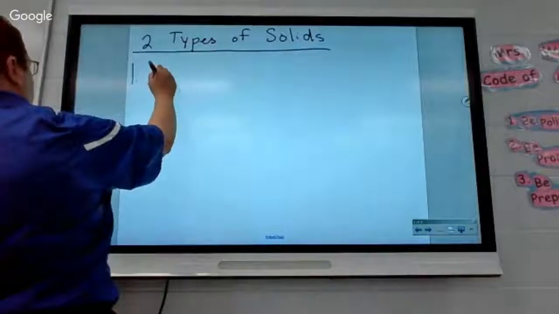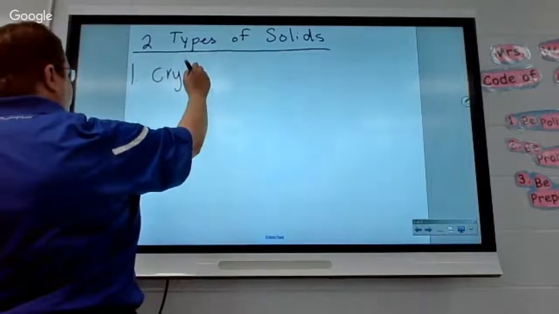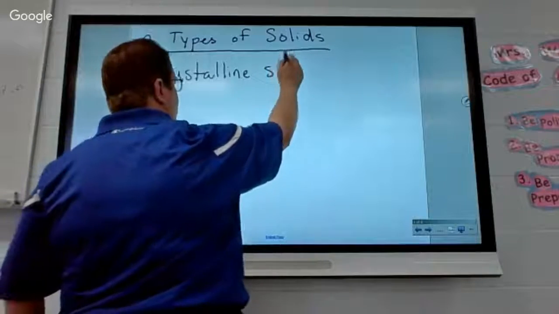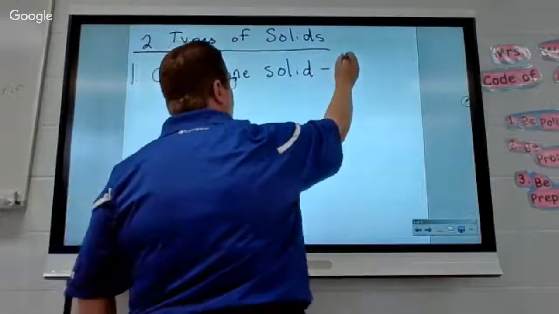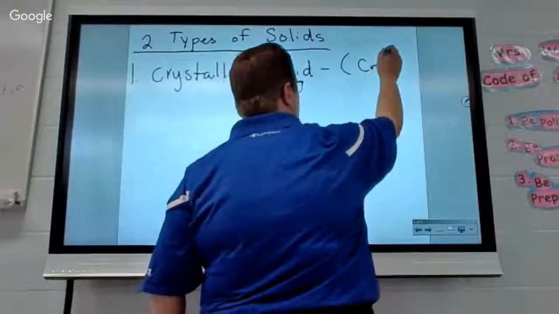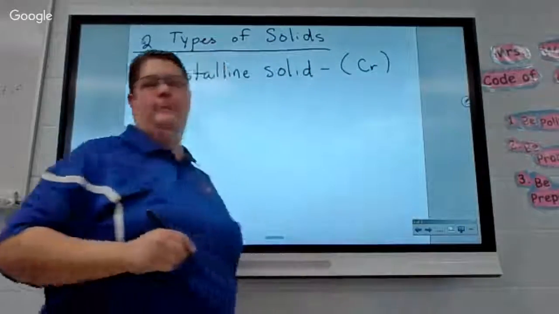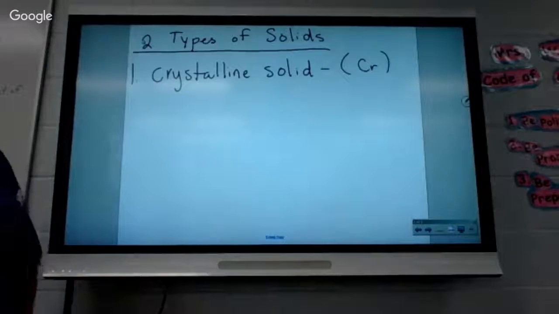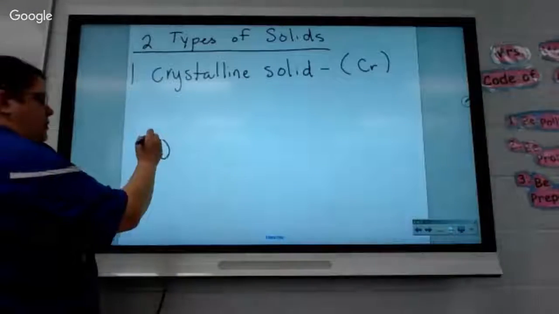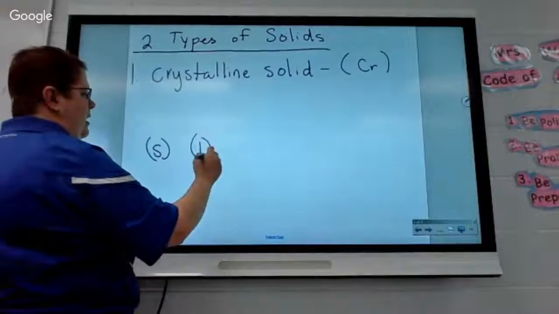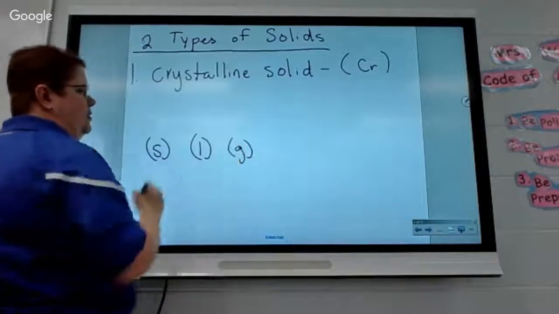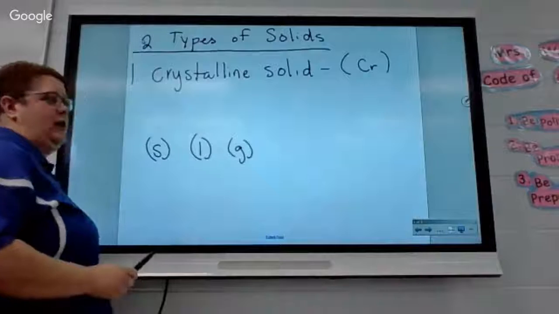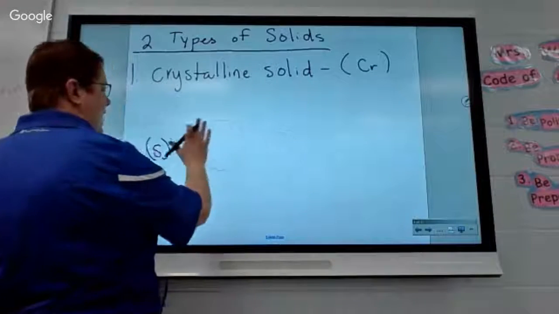The first type is called a crystalline solid. And some of you might remember, probably nobody, but way back at the beginning of the semester when we talked about balanced equations and symbols in the equations, we talked about S, L, and G in balanced equations. I gave you a symbol, CR, that might be seen in a chemical equation. CR stands for a crystalline solid.